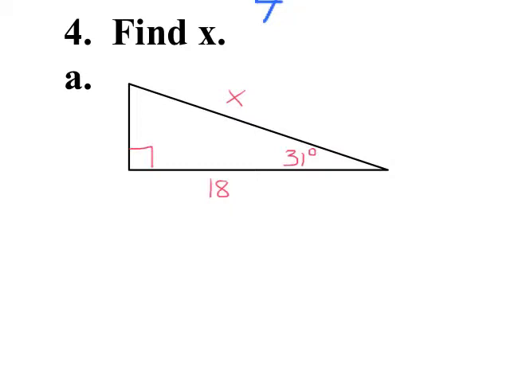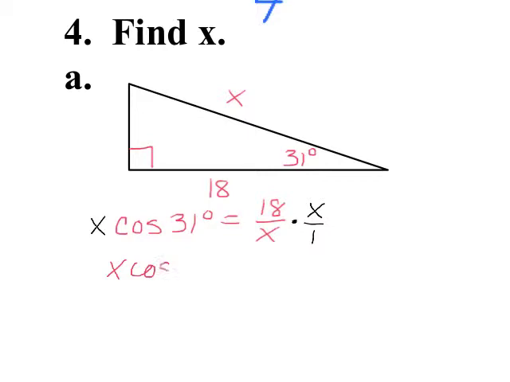So I would write this equation: cosine of 31 degrees equals adjacent over hypotenuse. Now, how do you solve that? One of the problems that we have right now is that this X is in the bottom. To get that out of the bottom, I'm going to multiply both sides by X, or X over 1. Then I get X times cosine of 31 degrees equals 18, because those cancel.